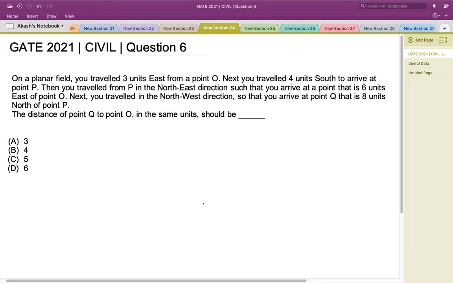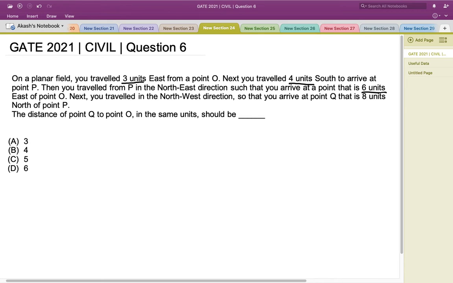Hello everyone, this is the question asked in GATE 2021 Civil Engineering Set 2. On a planar field, you traveled 3 units east from a point O. Next, you traveled 4 units south to arrive at a point P. Then you traveled from point P in the northeast direction such that you arrive at a point that is 6 units east of point O.